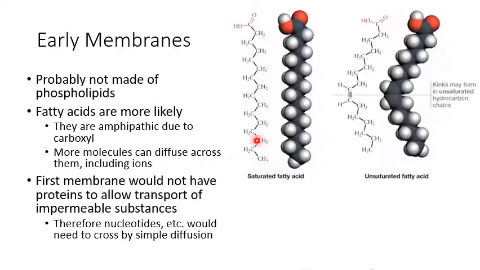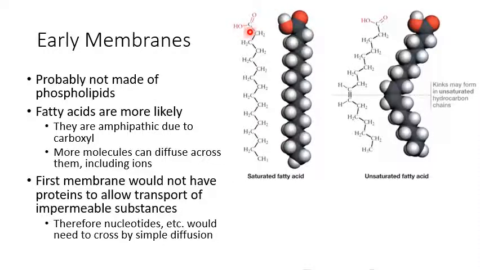But the fatty acids that probably formed early membranes would have had their carboxyl group at the end of the chain, most likely. So fatty acids are amphipathic. Of course, most of the molecule is hydrophobic, and as a whole, the molecule is hydrophobic, but there is just this tiny little patch right where you have your carboxyl group that is actually hydrophilic, because you have carbons bonded to oxygen, and an oxygen bonded to a hydrogen at that point.